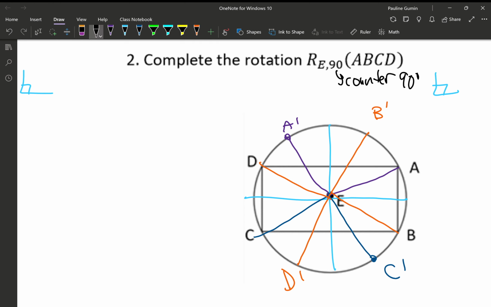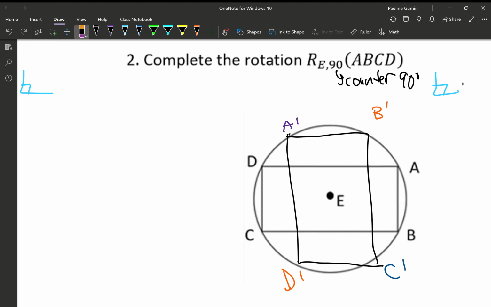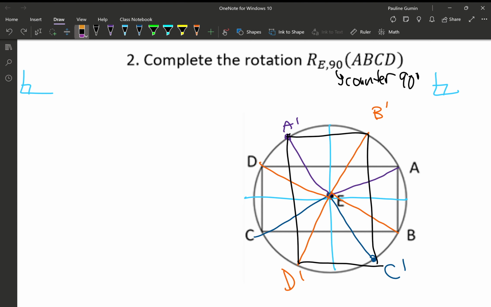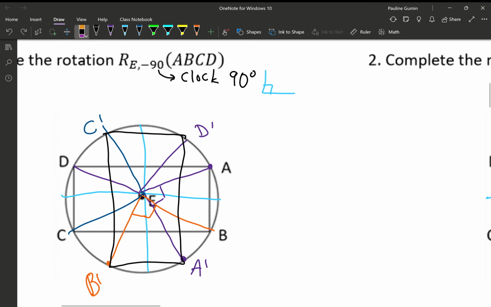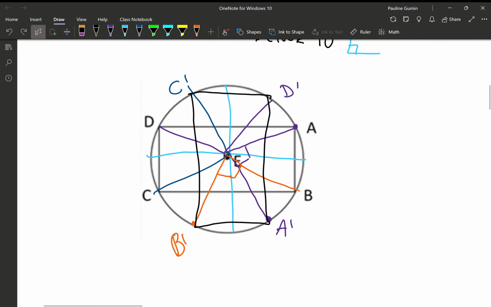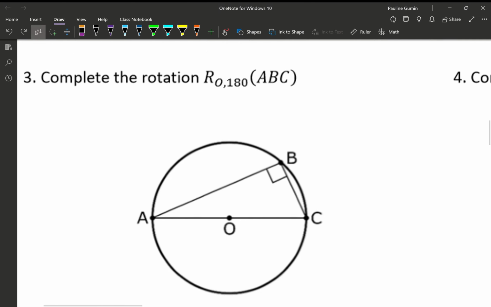I'm going to connect them all to create our rectangle. And I'm going to erase all these crazy lines. This is what our new rectangle looks like. It's been rotated counterclockwise 90 degrees. And here are my crazy lines back. Okay. Next, if it allows me to scroll, there we are, is number 3.